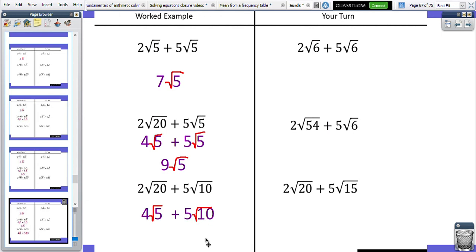Alright, please can you pause the video and try these 3 worked examples. So you can do these in your rough books and unpause the video when you are ready to move on.